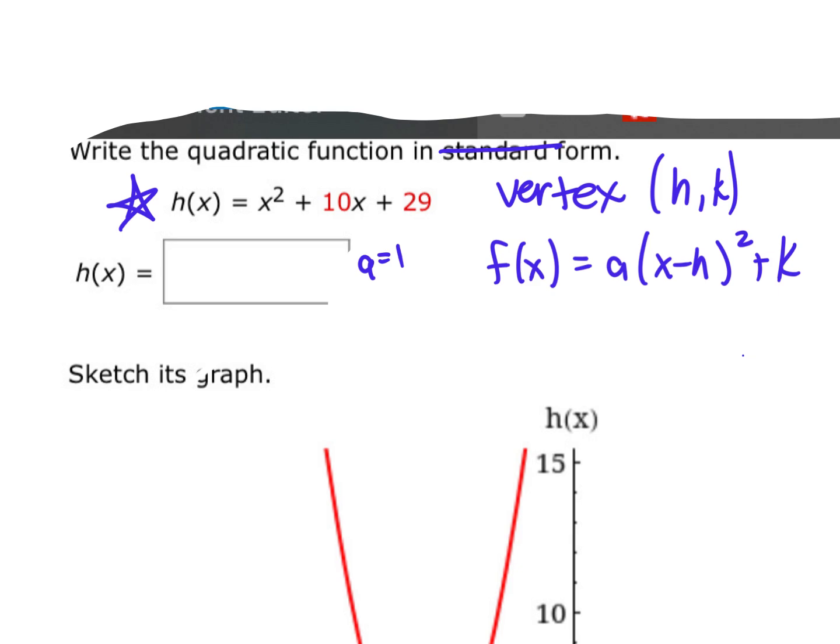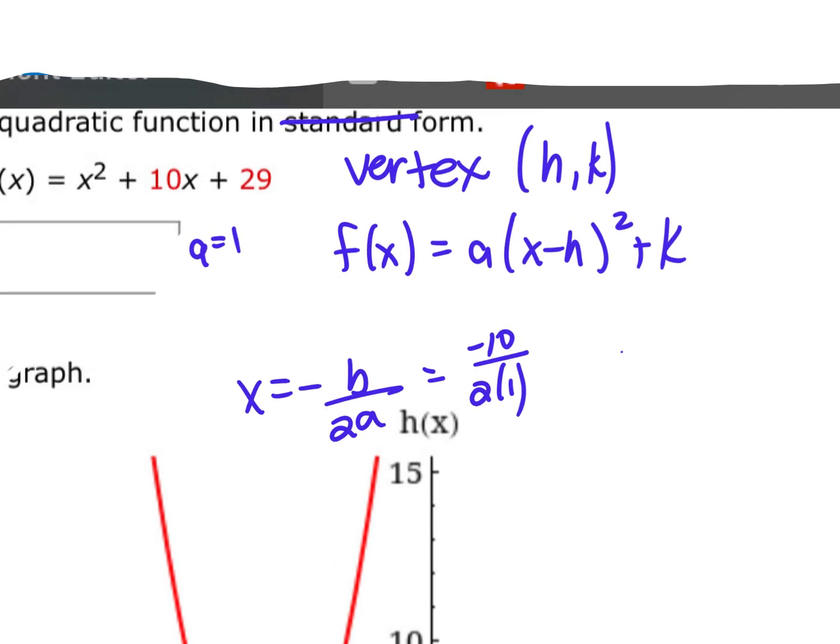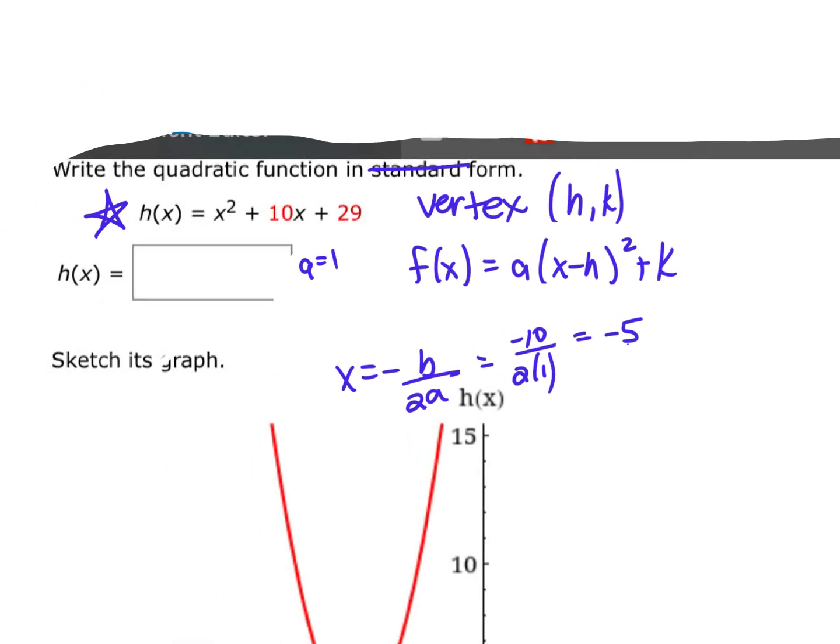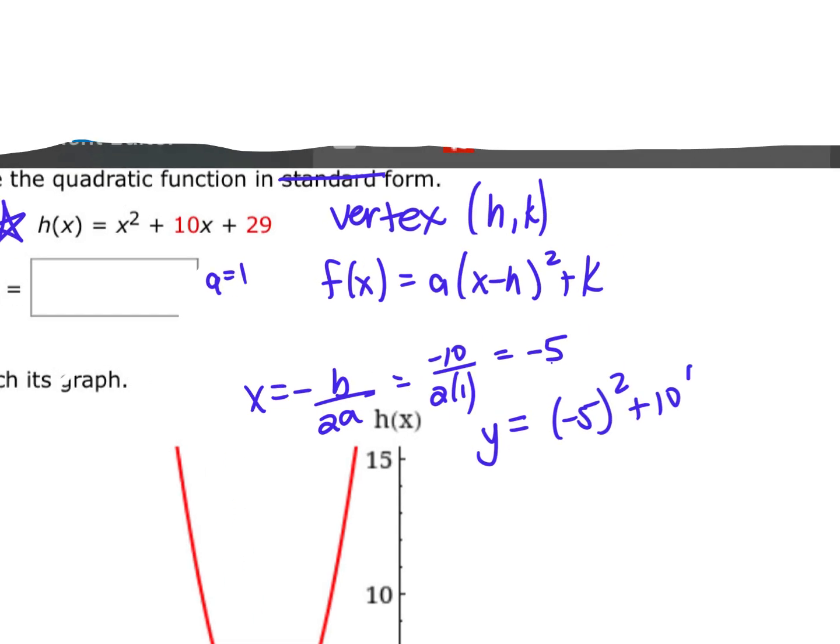What's that little formula? X equals negative b over 2a. Okay? So what is my b? 10. So negative 10 over 2 times a, which is 1. Okay. So negative 10 divided by 2 is what? Negative 5. Perfect. Now what do I do with that? I'm going to plug it in to find y. So y equals negative 5 squared plus 10 times negative 5, right? Plus 29.